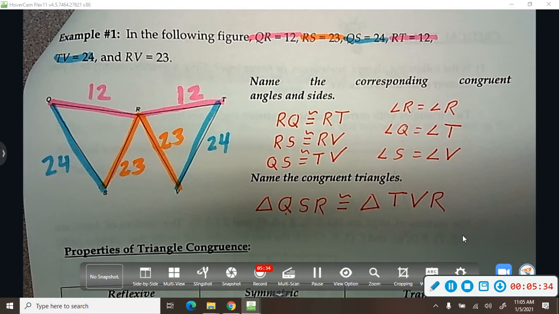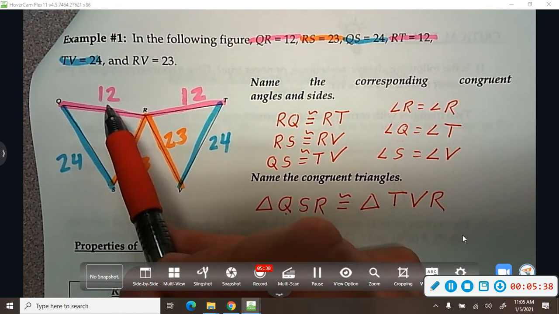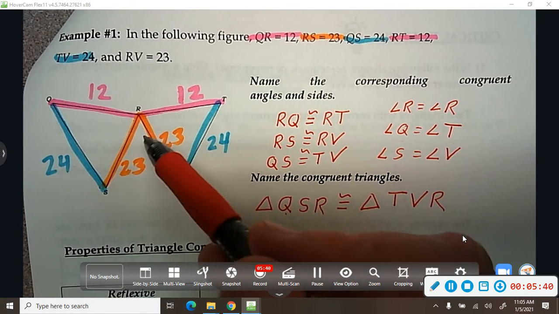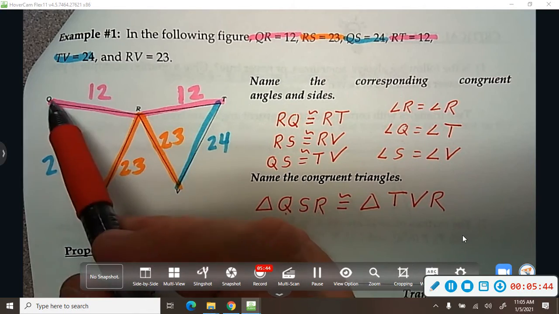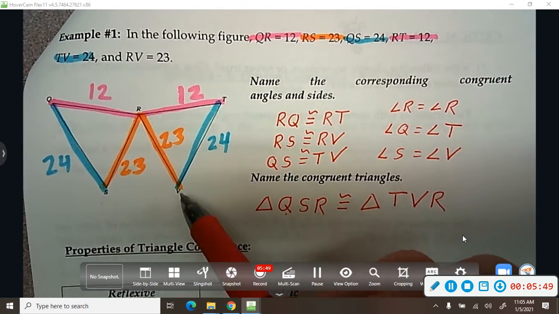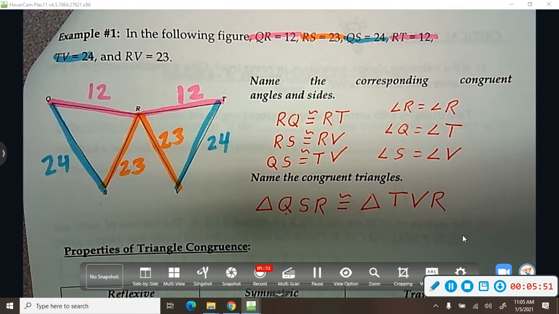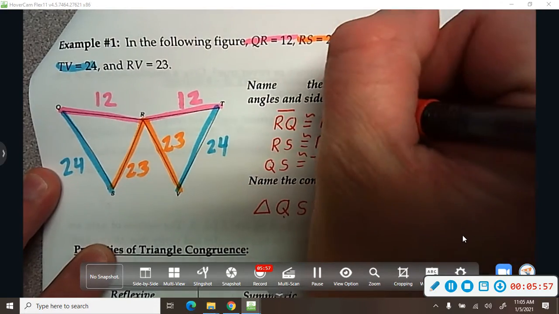So I forgot to hit record on here. What we did is we labeled QR as 12, RS as 23, QS as 24, RT as 12, TV as 24, and they said name all of the corresponding angles and sides, and I forgot to put my segment on here.